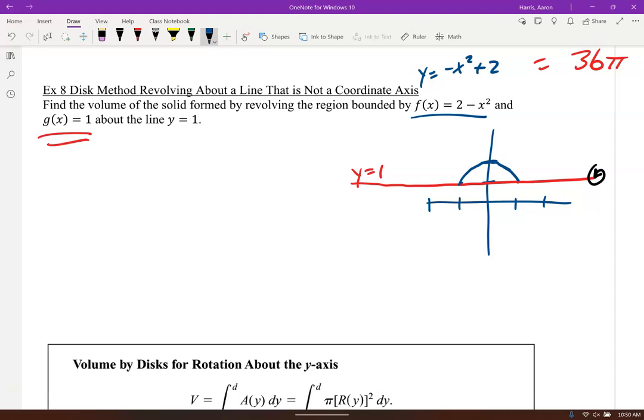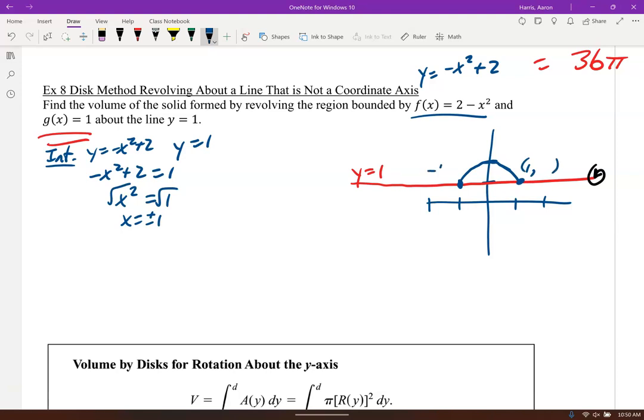All right. First of all, where do they intersect? Where's the intersection of y being negative x squared plus 2 and y being 1? Where do they hit? You probably see it right there, but if you don't, x squared equals 1, square root, you get plus or minus 1. So this is 1 and negative 1, right? That's where those two intersect.